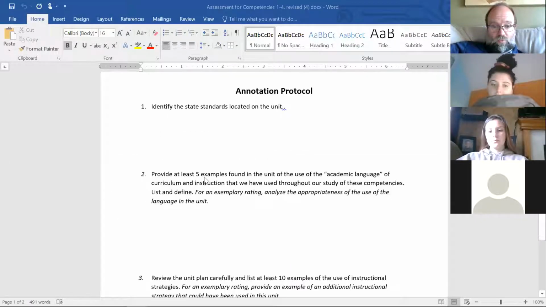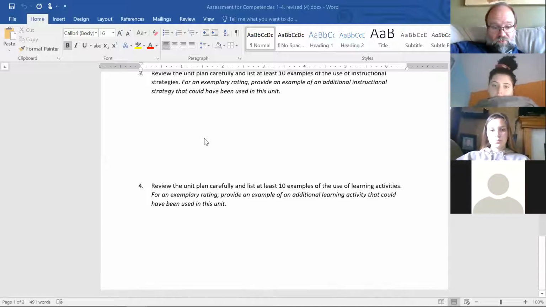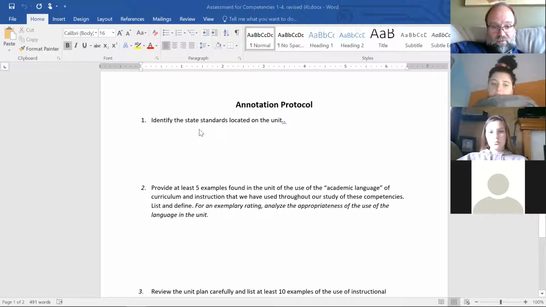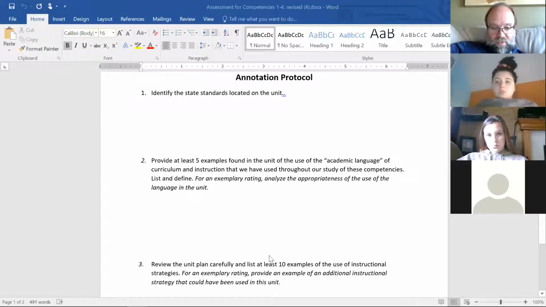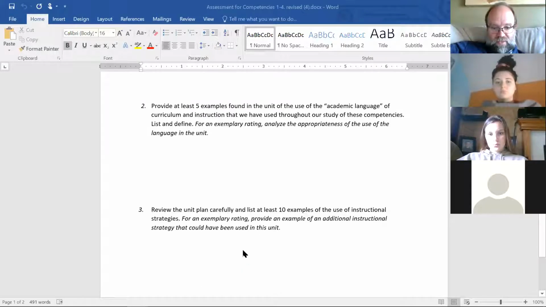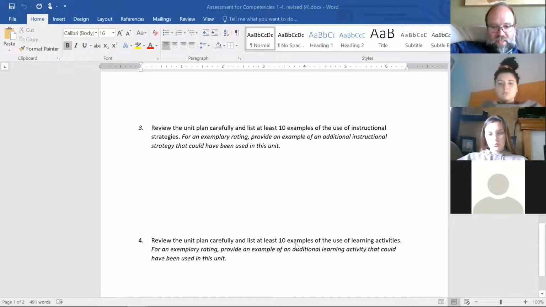And here's the actual protocol itself. Just literally go through the questions. There should be just 4 questions, and find the standards that are located on the unit. Find 5 examples of academic language, 10 examples of strategies, and 10 examples of learning activities.